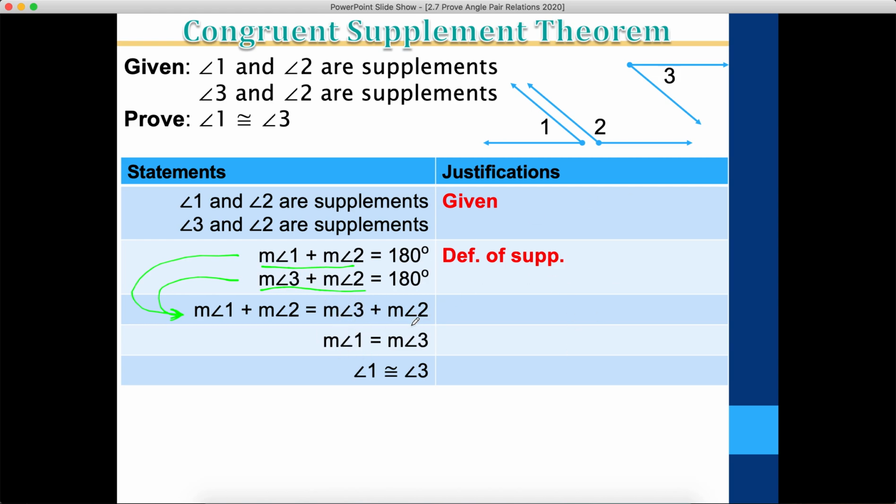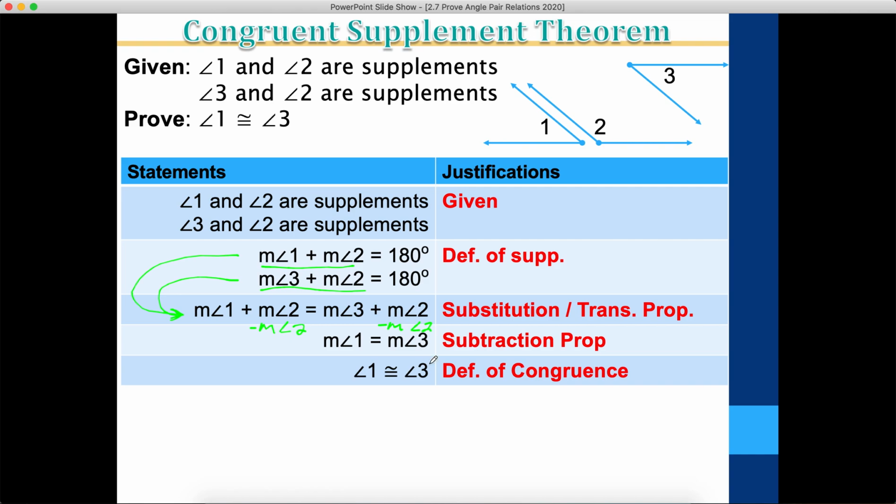And now we're seeing parts of this proof that look a lot like parts of the previous proof, right? Where what we just did is substitution or transitivity. What we're doing here is essentially subtracting the measure of angle 2 from each side, so if we want to justify how we can do this, that is the subtraction property of equality. And then again, to go from equal measures to congruent shapes is definition of congruence.